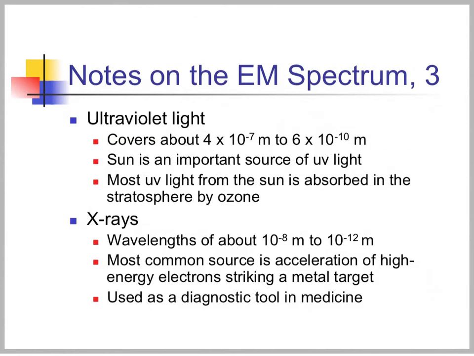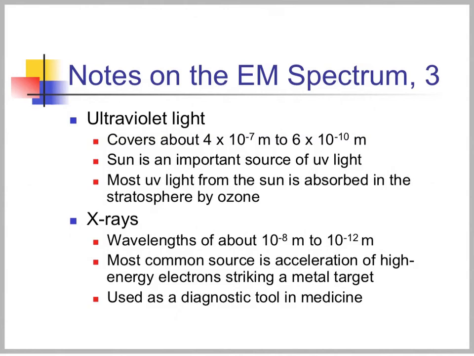Of course, ultraviolet light then would go from visible light up to about 6 times 10 to the minus 10 meters. The sun gives off a lot of UV light, which is absorbed in our atmosphere by ozone, which is good. That way we all don't cook up to crispy critters and get burned every time we walk outside.